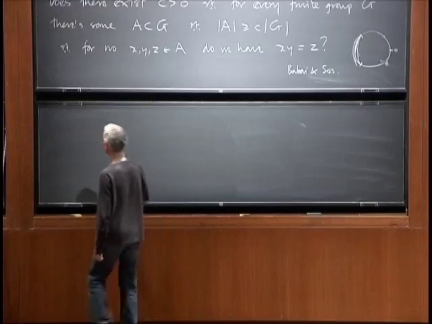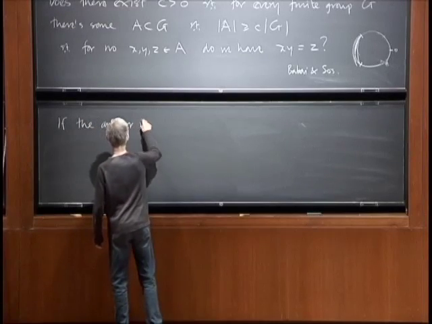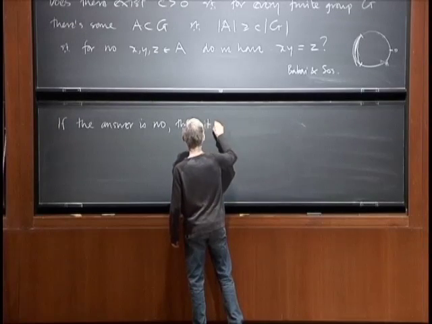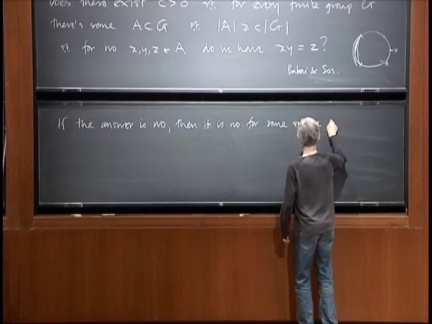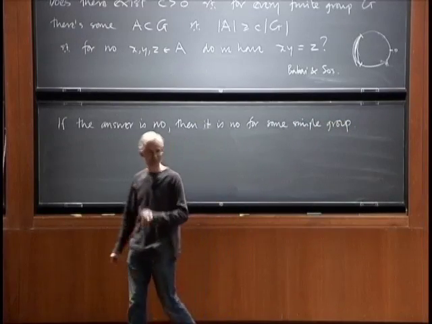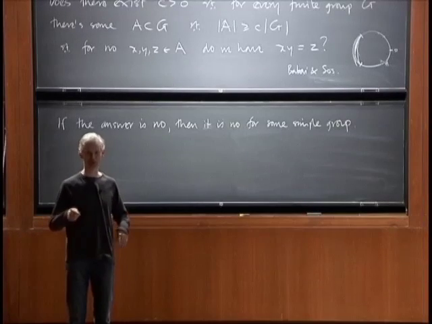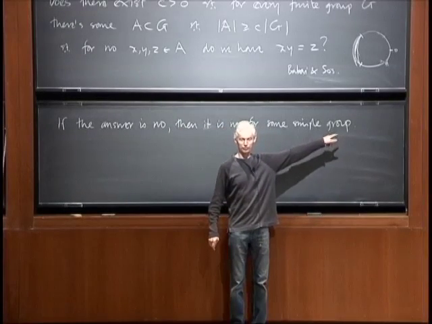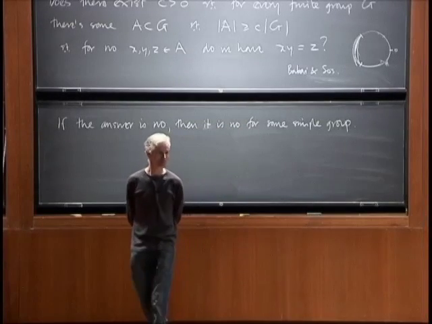So if the answer is no, then it is no for some simple group. Now this is typical asymptotic speak. One always has to make this little apology. Of course, for any fixed simple group, you could just take some element that's not equal to the identity and then define C to be 1 over the size of the group. So of course what I really mean is some infinite family of simple groups. It turns out, in fact, that any family of simple groups will do, but that's another matter.